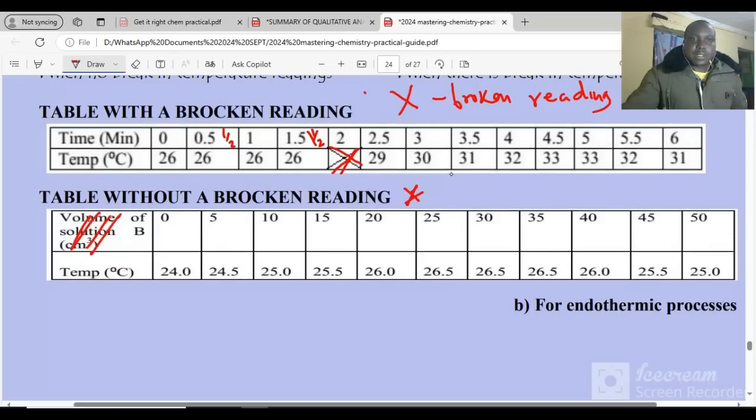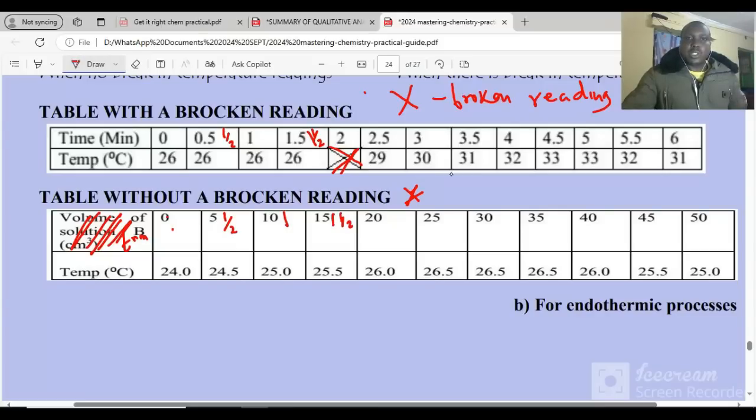Let me use this to remove this one. You can have volume, but let me use time first. So we will have time in minutes. So we will have 0 minute, we will have a half minute, we will have 1 minute, 1.5.